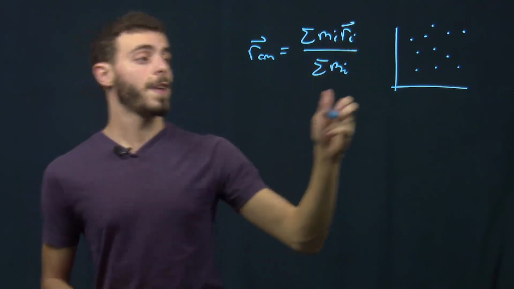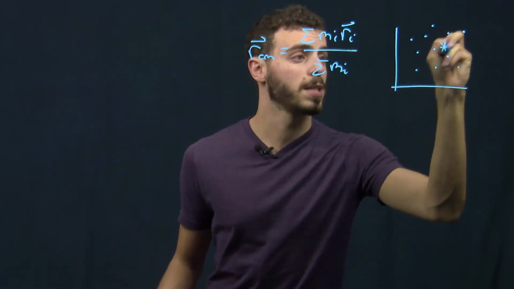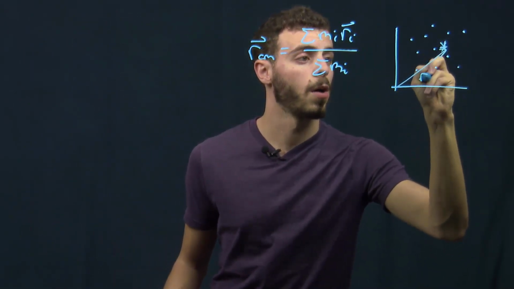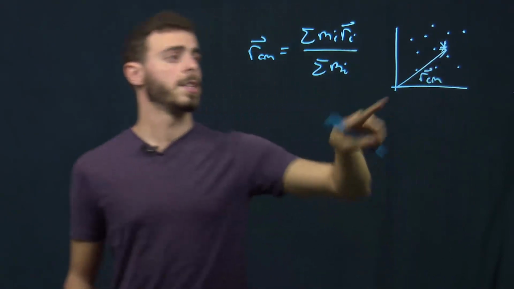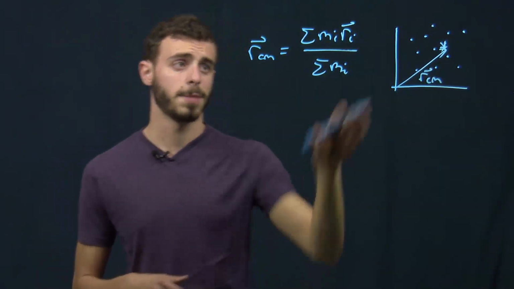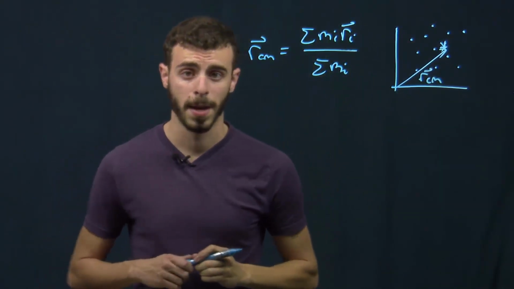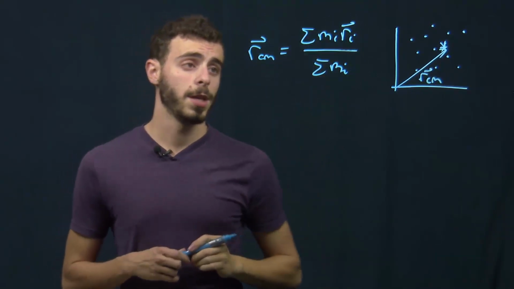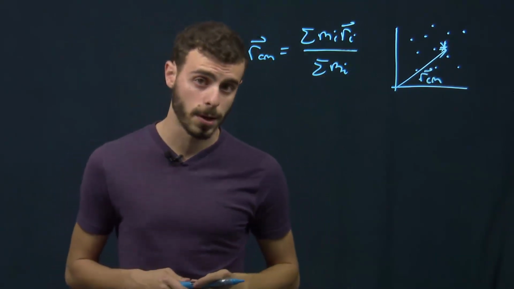So you see this is a vector, so this will be some point in space, and therefore our r center of mass is just going to be a vector pointing to that point in space defined by this relation. So this is good, and you'll see how to solve for it given some real numbers today.